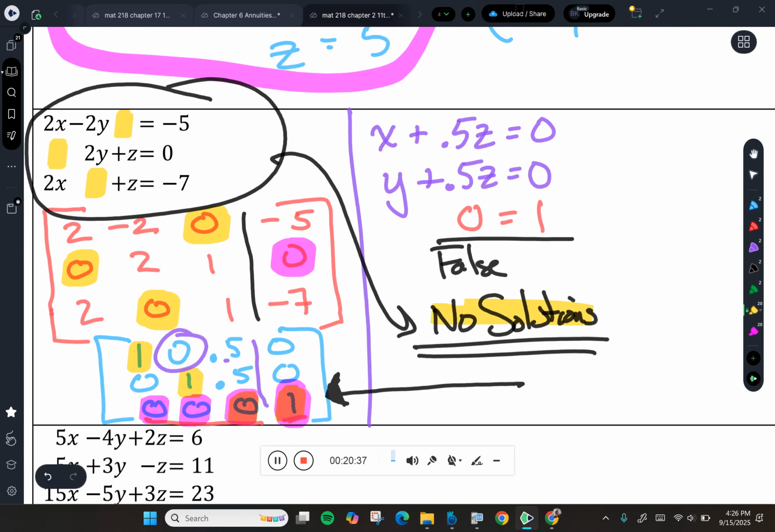How did I know this one had no solutions? Well, it told me it had no solutions because when I unencoded that reduced row echelon form matrix, this is what it was telling me. And there's that last row, that 0 equals 1, that makes the whole thing garbage, says we have no solutions for the entire system. Okay?